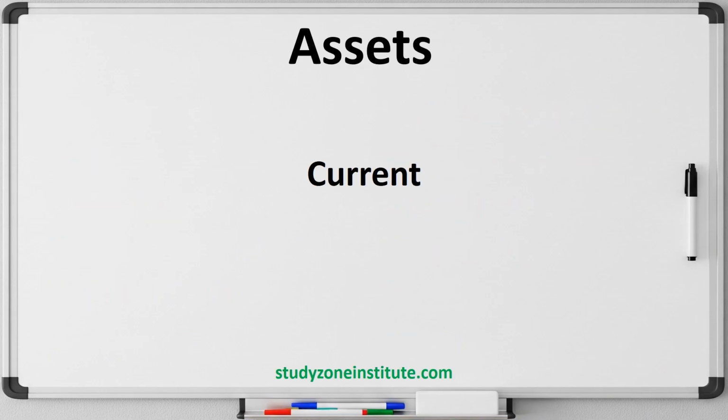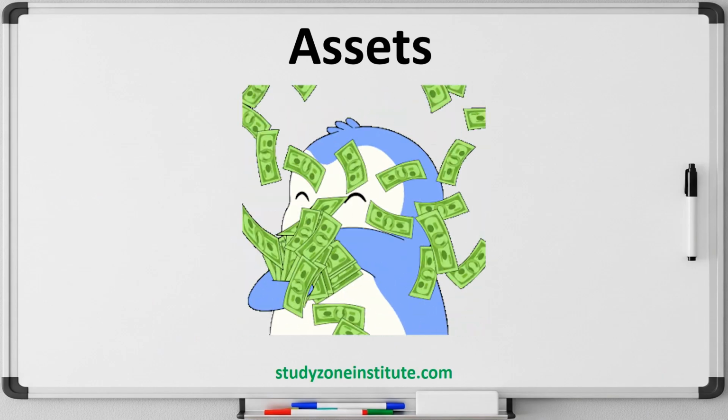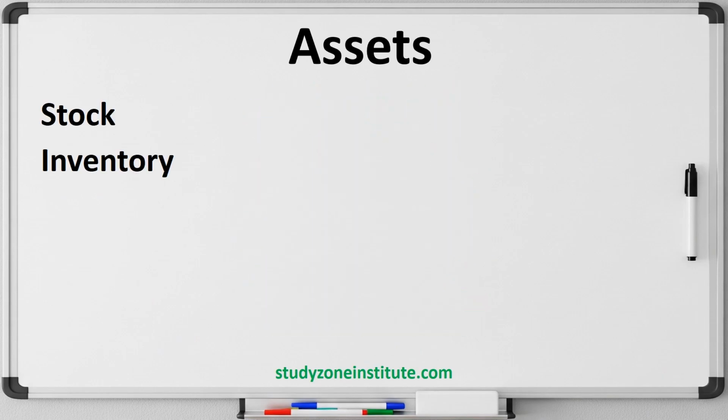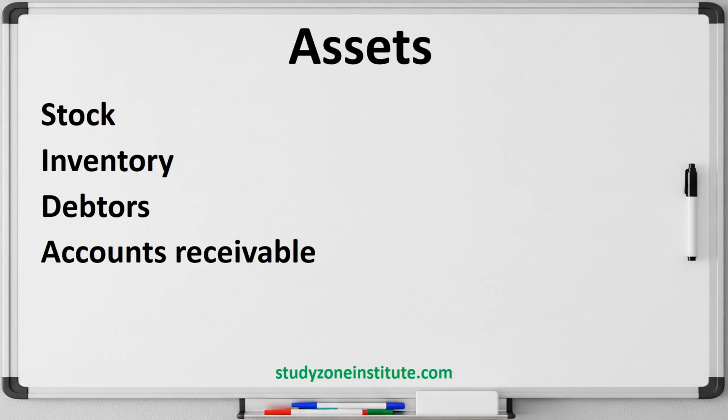Assets can be current or liquid, meaning they can be converted to cash quickly. Stock, inventory, goods a business has on hand to sell. Debtors, accounts receivable, money customers owe the business. Prepaid expenses, payments made for future use, like rent or insurance.